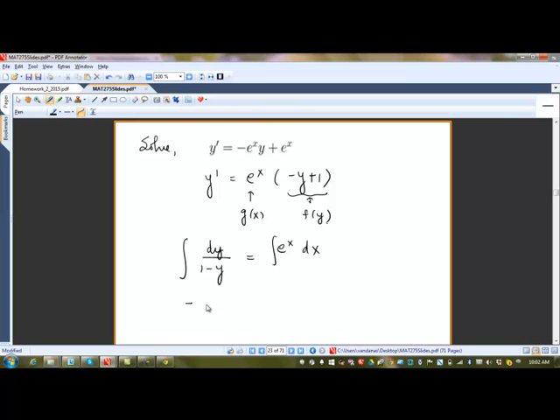And then I will get minus ln of 1 minus y equals e to the power x, the integration, plus a constant of integration. Now, in this equation, are these the only solutions? Did I capture all the solutions of this differential equation? Did I miss something? What did I miss?